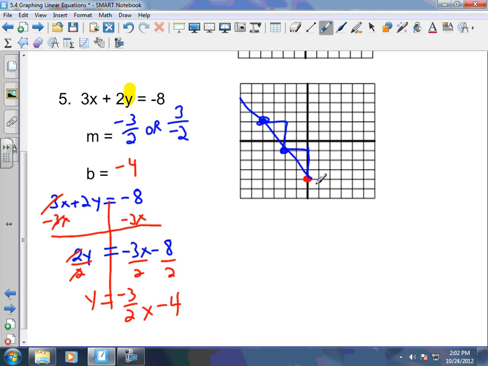Connect my line. Is my line negative? Is my slope negative? Good to go. Now that you already were taught how to do that. I haven't taught you anything yet.